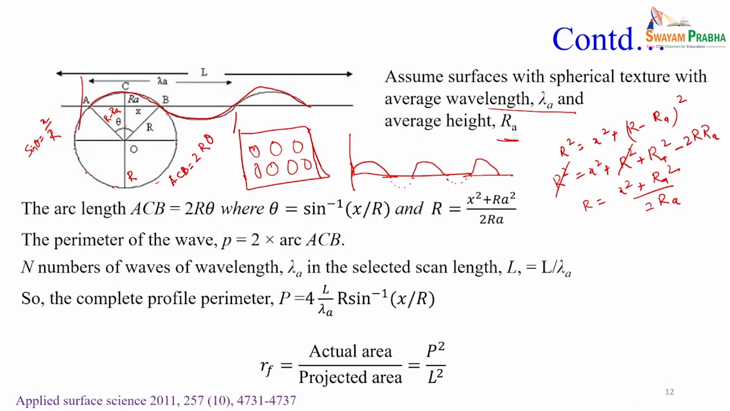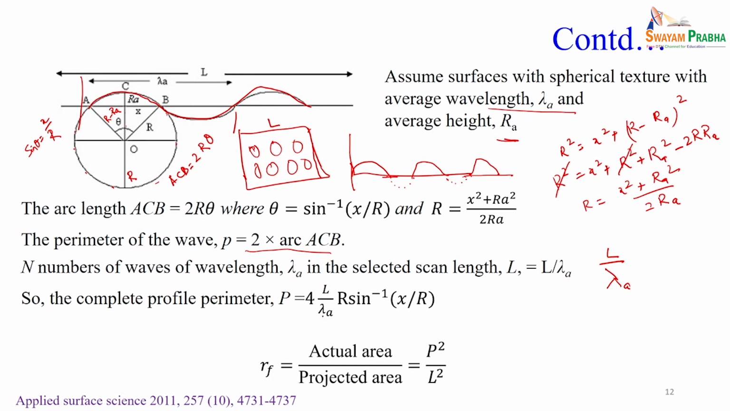Now, what is the perimeter of one wavelength? One wavelength is lambda, if you just see, it is twice the ACB. So, twice the curve length ACB. Now, let us say total length is L. So, how many waves will be there? Number of waves will be L upon lambda A, the length of one wave. So, the complete profile parameter, let us say we are calling it P, it will be how many waves are there?